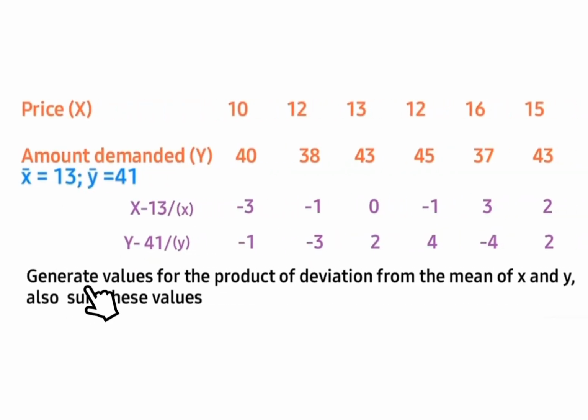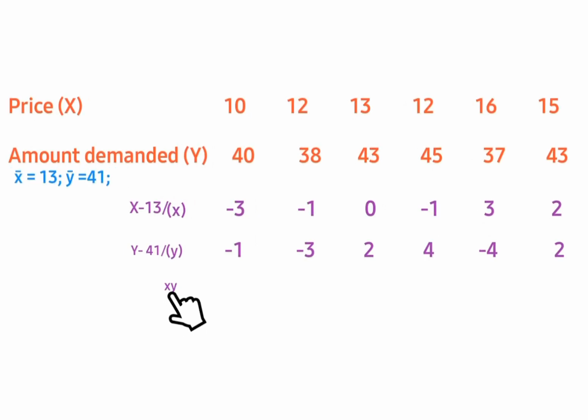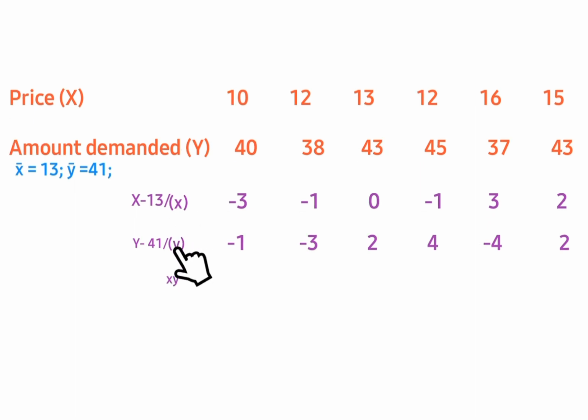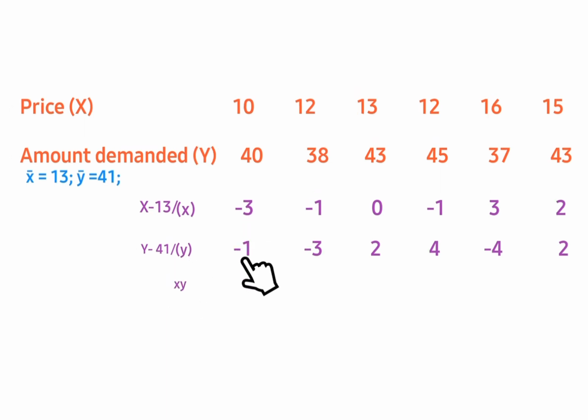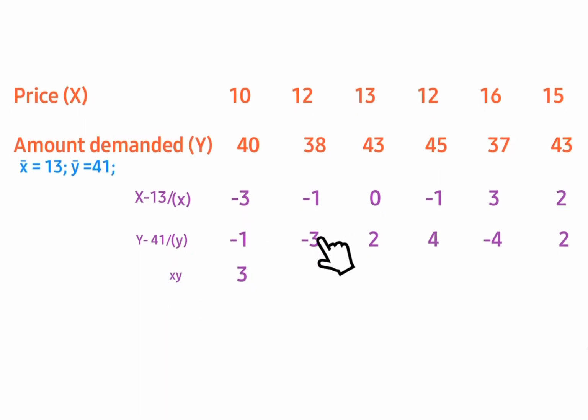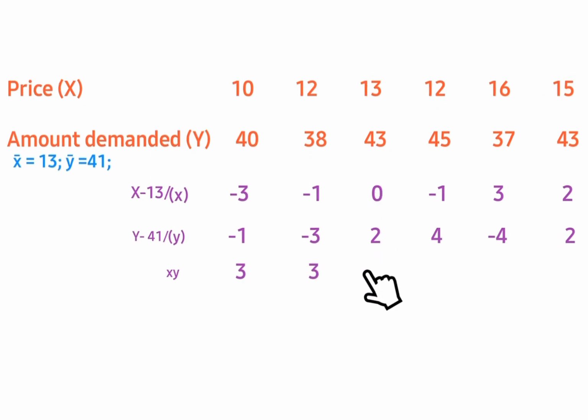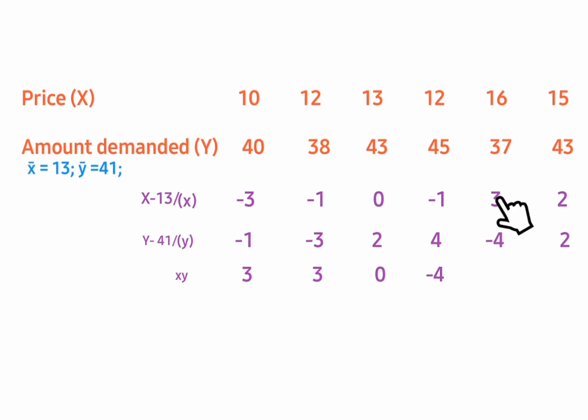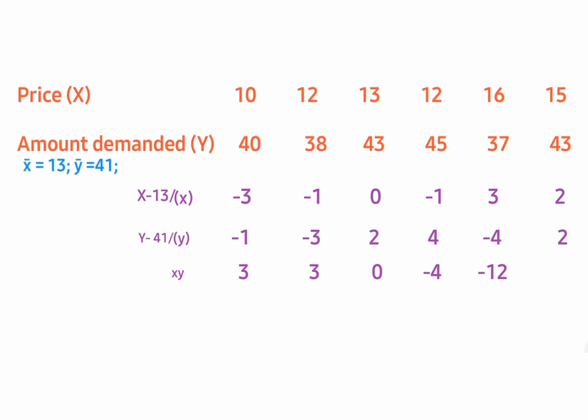This step says, generate values for the product of deviation from the mean of X and Y. Also sum these values. Here we go now. We title this row xy because product simply means multiplying the deviation from the mean of X by the deviation from the mean of Y. Minus 3 times minus 1 gives us 3. Minus 1 times minus 3, we have 3 here. Followed by 0 times 2, we have 0. Minus 1 times 4, minus 4. 3 times minus 4, we have minus 12. Lastly, 2 times 2, 4 here.